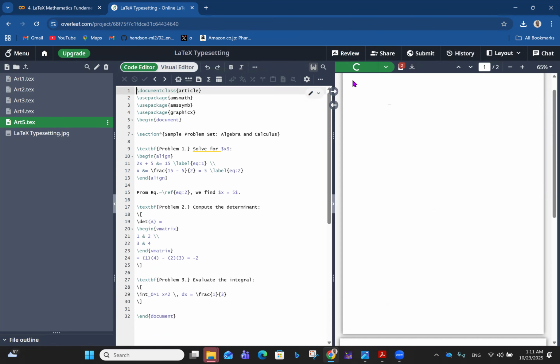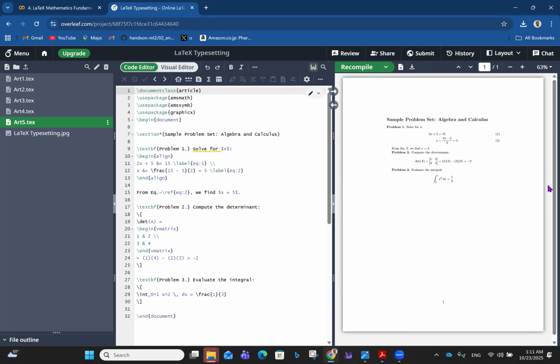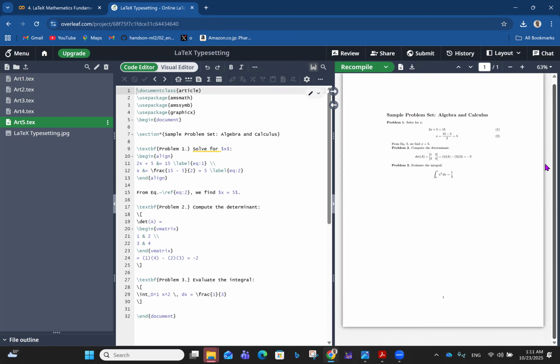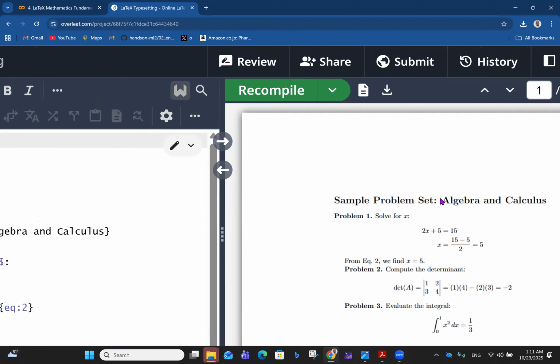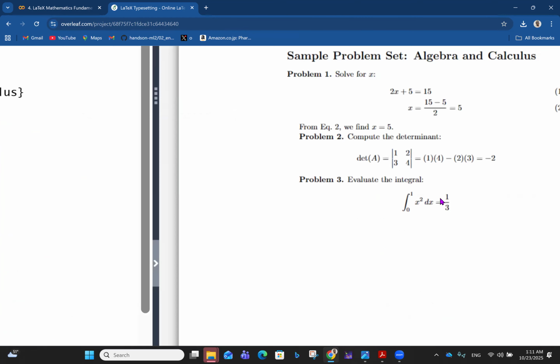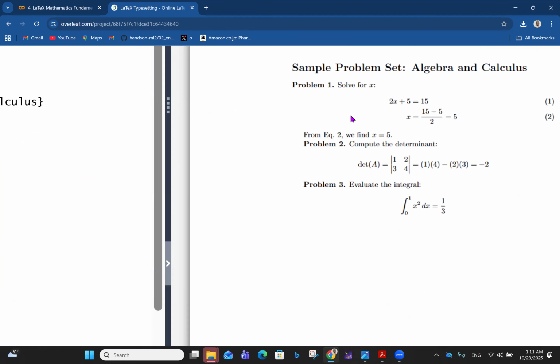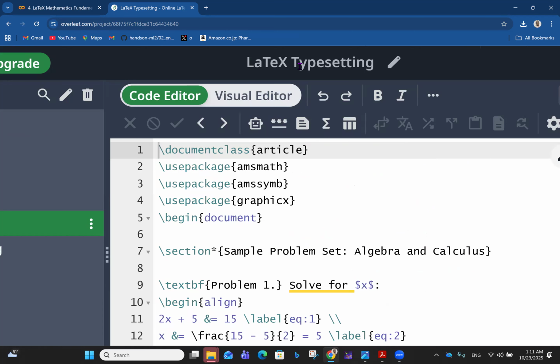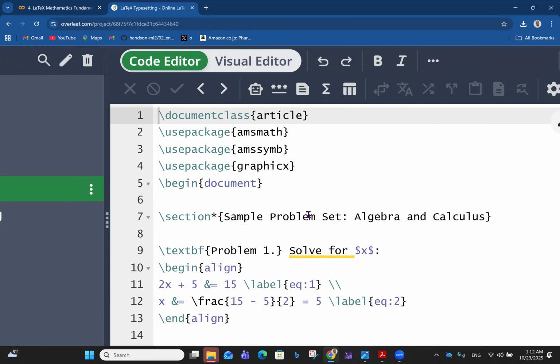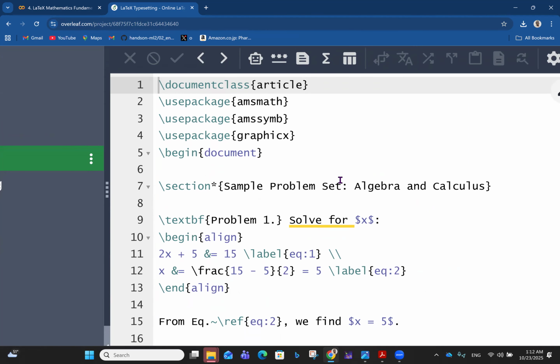Okay. So here now, we have autocompile and that helps pretty much. So you can see all the equations are showing here now. So what do we need to know? Let's even look at the code. First of all, we have amsmath, amssymb. There are more math packages like amsfonts, amsthm for theorems, as you're going to see later.